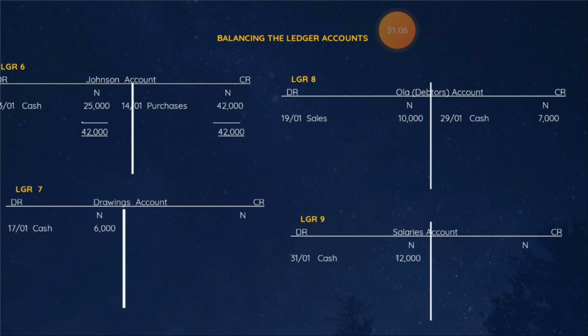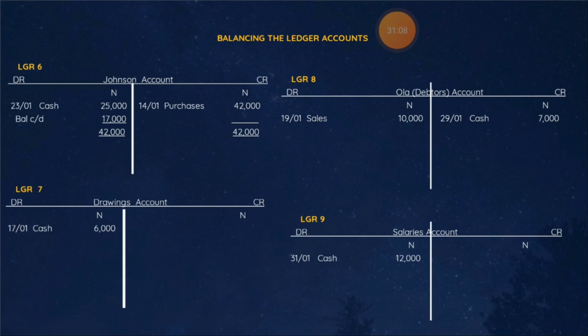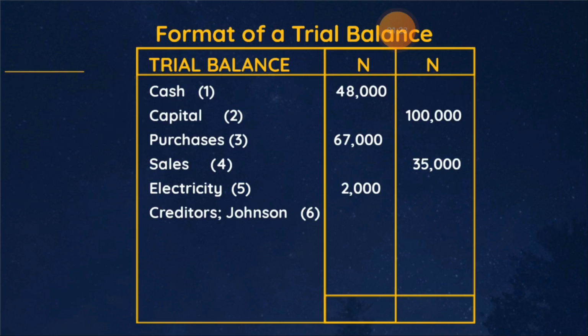That 17,000 is going to be balance carried down 17,000, and the 17,000 will be balance brought down 17,000, which means at the end of January, the amount left by the business to pay Mr. Johnson is 17,000 naira. So it is this balance that will be transferred to the trial balance, that is creditors. Johnson, 17,000 naira.